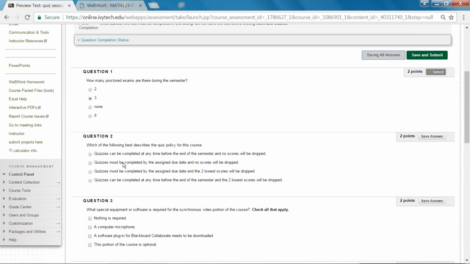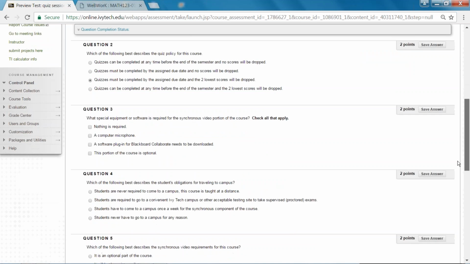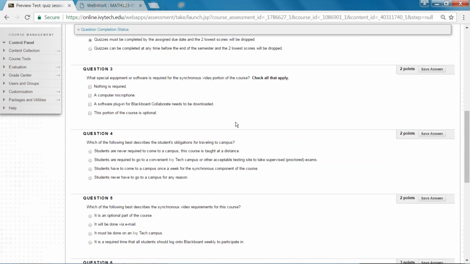Which of the following describes the quiz policy? Can you take it any time? No, they have due dates every week. The third one. She says they must be completed, and you drop 2. That is correct. What special equipment do you need? You need a computer and a microphone.